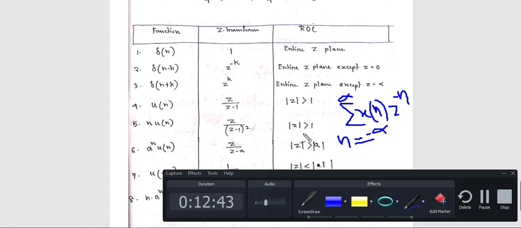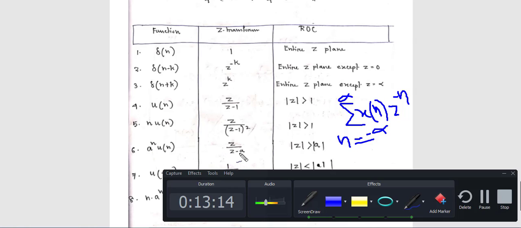Now a to the power n u[n]. What is the Z transform? z by z minus a. That means if you have a function like z by z minus a, your time domain function will be a to the power n u[n]. Suppose you have z by z minus 5. Listen carefully. z by z minus 5. That means the value of a is equal to 5. So your time domain function will be 5 to the power n u[n].